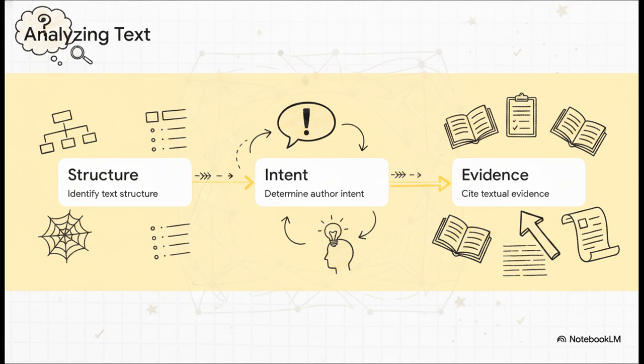Whenever you crack open a new piece of nonfiction, you've got to follow 3 essential steps. Step 1, identify the text structure. Basically, what form is this taking? Step 2, determine the author's intent. What's the claim? What do they want you to believe? And step 3, cite textual evidence. Find that specific, hard proof in the text itself that backs up the intent. Let's walk through one together.